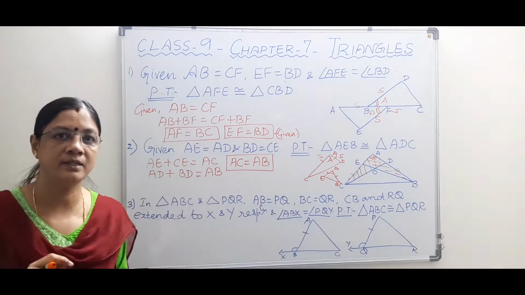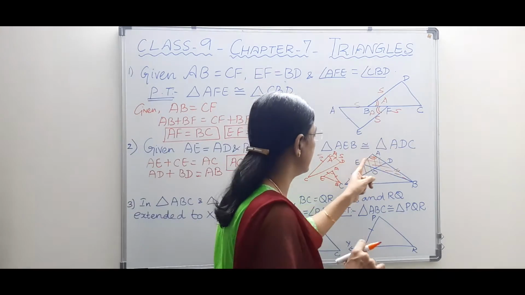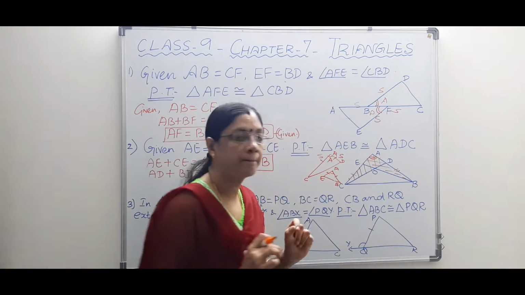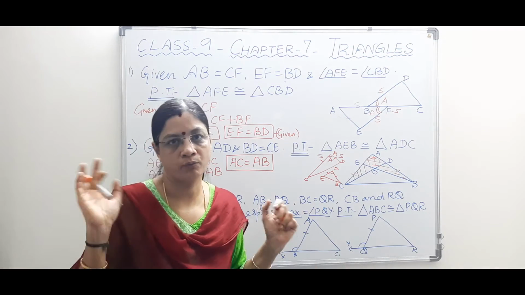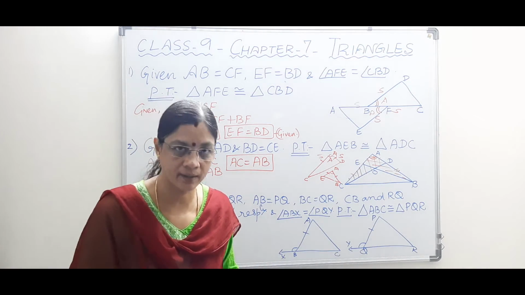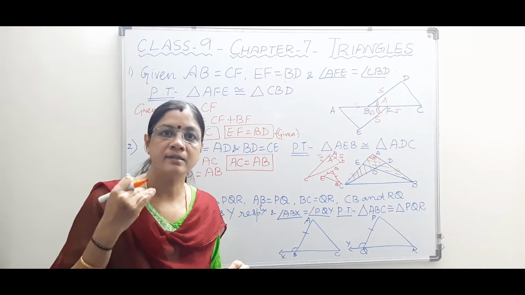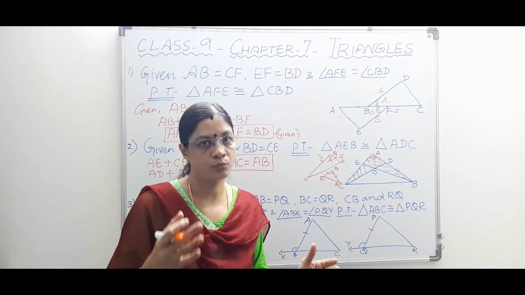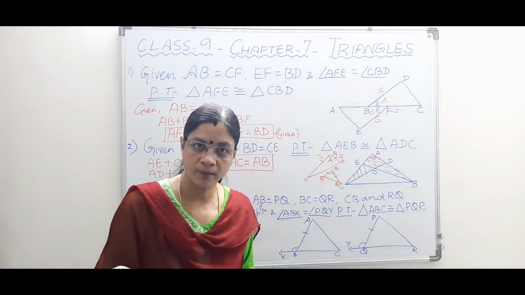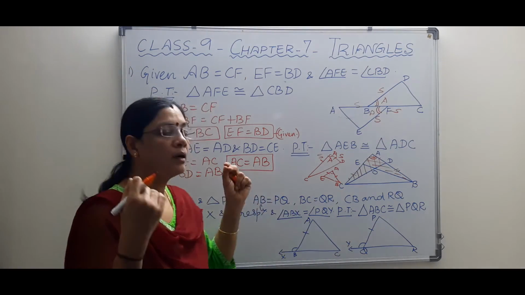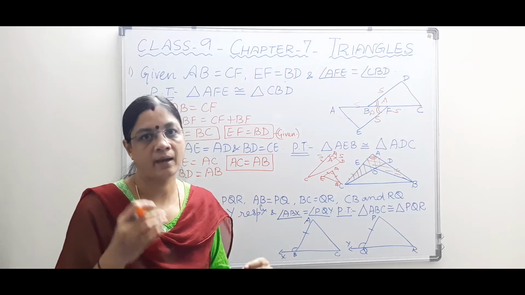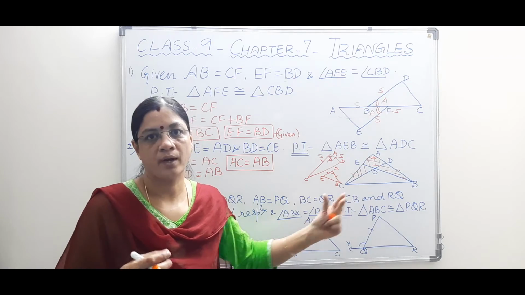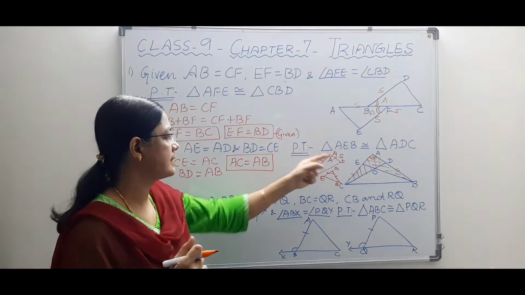So according to SAS criterion, we have got triangle AEB and triangle ADC, and they are congruent. Just spot out the two triangles first, and see whether you can bring two corresponding sides to be equal. Then the angle enclosed between them has to be equal, or we can find whether the angle enclosed between them is equal according to this criterion. Then we can say those two triangles are congruent under SAS criterion.